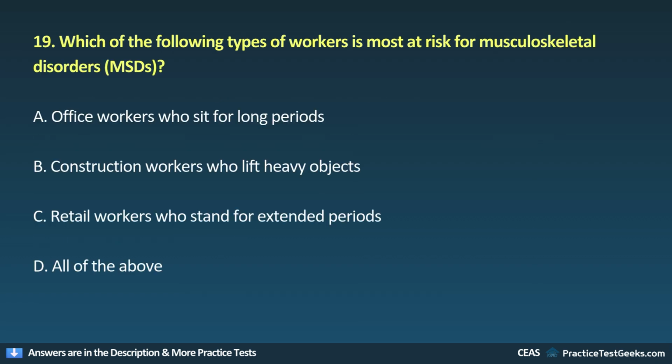19. Which of the following types of workers is most at risk for musculoskeletal disorders, MSDs? A. Office workers who sit for long periods. B. Construction workers who lift heavy objects. C. Retail workers who stand for extended periods. D. All of the above.